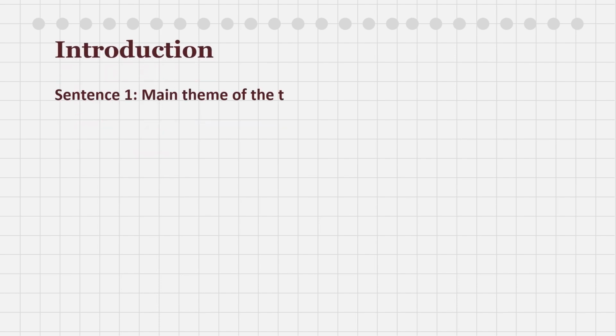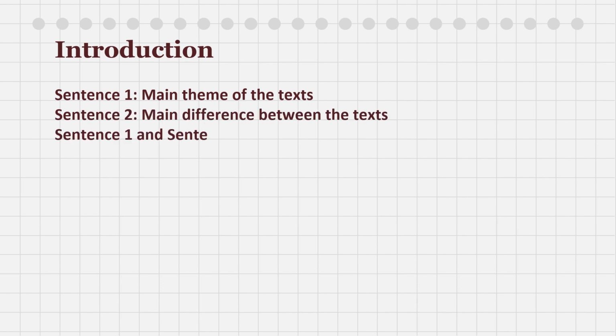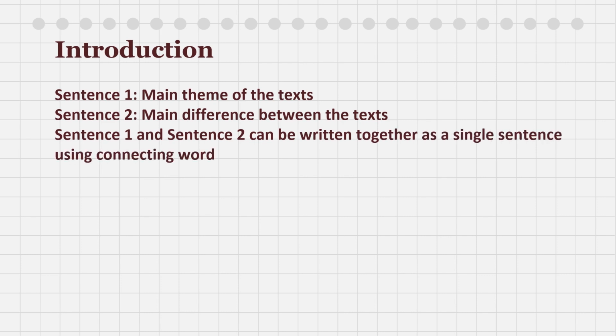First of all, you need to introduce your text with a proper introduction. In the introduction, briefly compare the thematic similarities and differences between the 2 texts. In sentence 1, talk about the main theme of the text. In sentence 2, talk about the main difference between the texts.